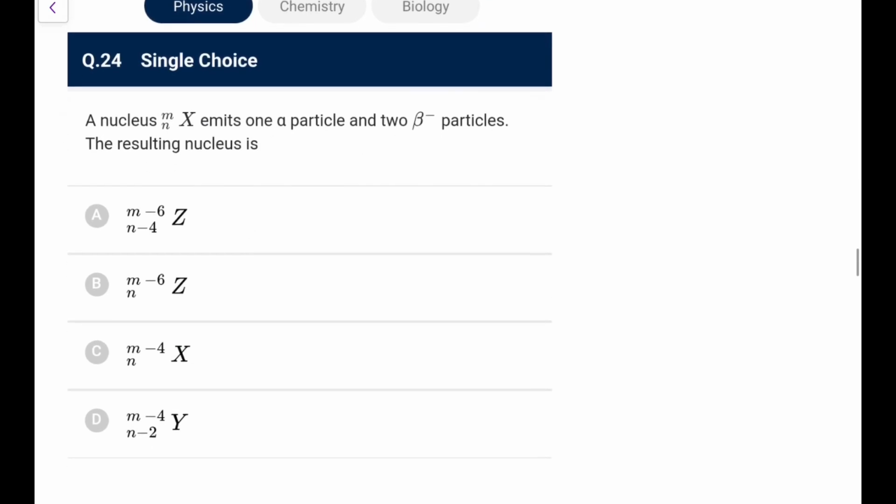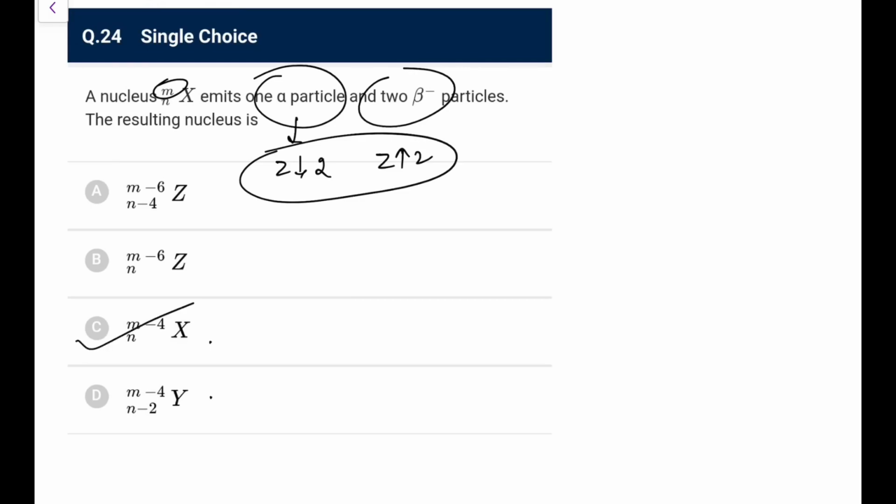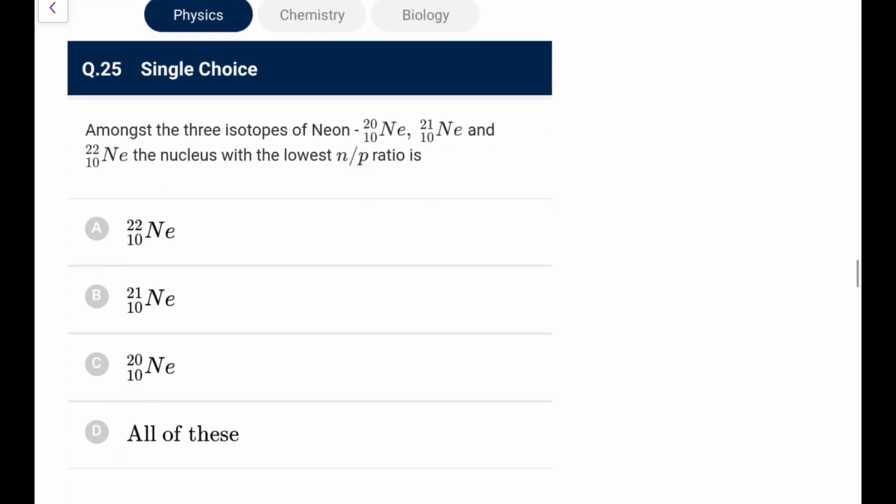Next. A nucleus emits 1 alpha and 2 beta. The resulting nucleus is, because of 1 alpha, the mass number will decrease by 4, so it would be m minus 4. We are left with two options. 1 alpha, z decreases by 2. Because of the 2 beta, z will increase by 2, so overall no change in z. So go for this option C. This is the answer you can tick.